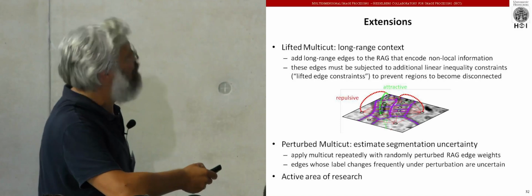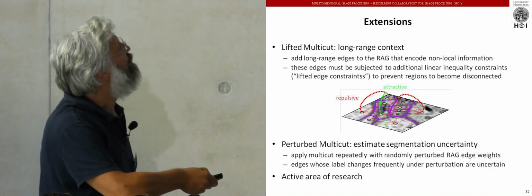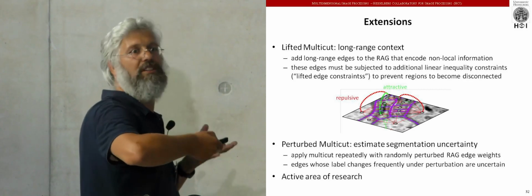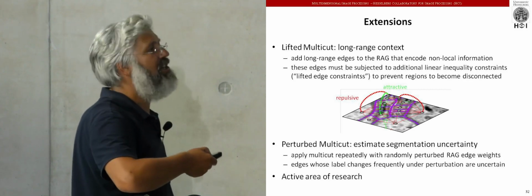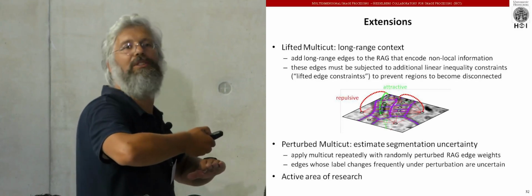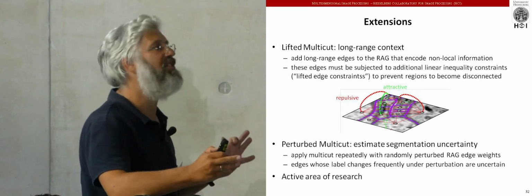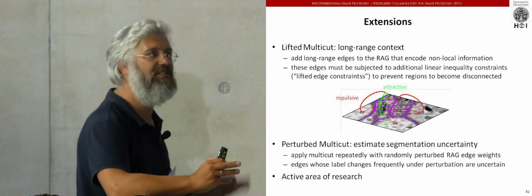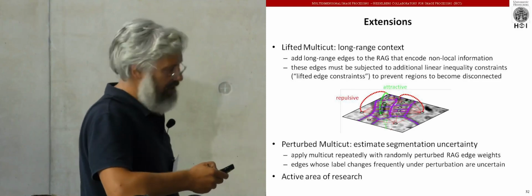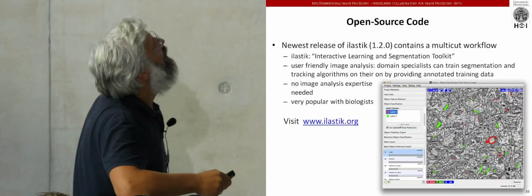And then the perturbed multicut is where we perturb the weights, the W's, randomly. And then if the segmentation changes very much by a little perturbation, we know that this edge or this part of the segmentation is probably uncertain. Yeah? And this is also a very active area of research.